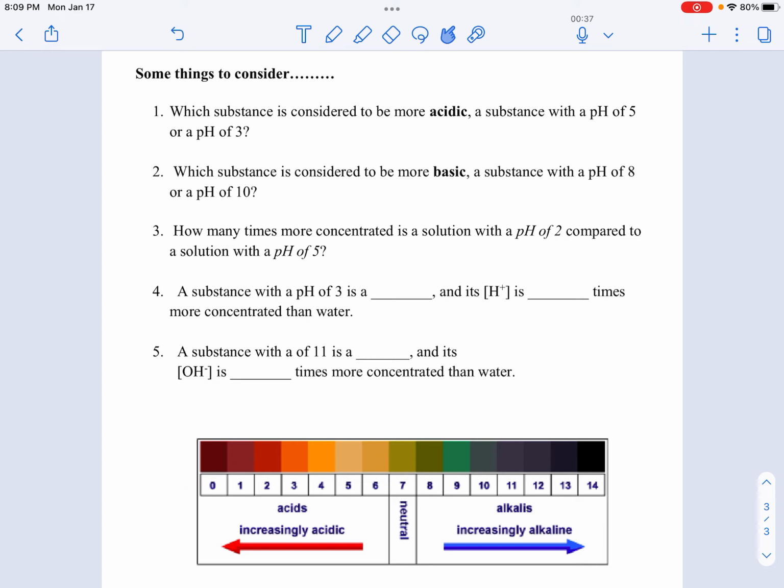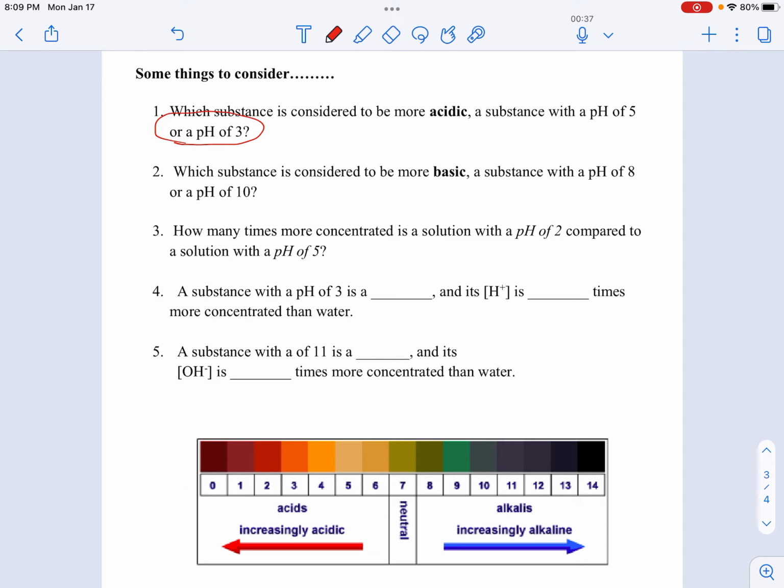Well, we know that they're both acids since they're both below 7, but the further you get away from 7, the more acidic you are on the left-hand side. So 3 is further away from 7 than 5 is, so let's circle pH of 3 would be more acidic.